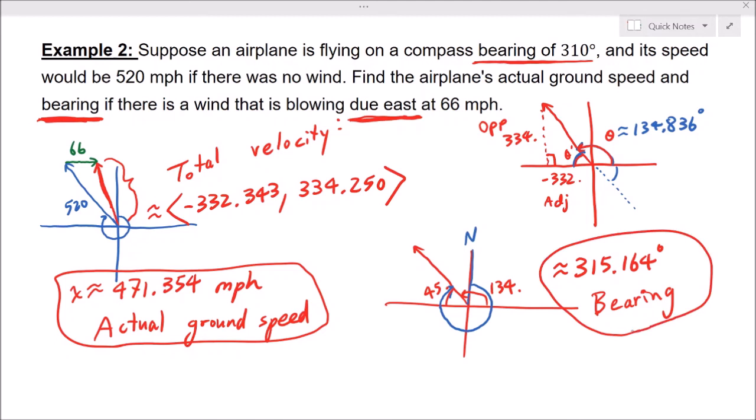So to summarize, we were given the airplane's velocity without wind plus the wind velocity. We converted those to component form to find the total velocity in component form. And then we used our normal methods to find the length, as in the magnitude, and our normal methods to find the normal direction angle. And then we took that direction angle and converted it to a bearing, and that's what we were asked for.